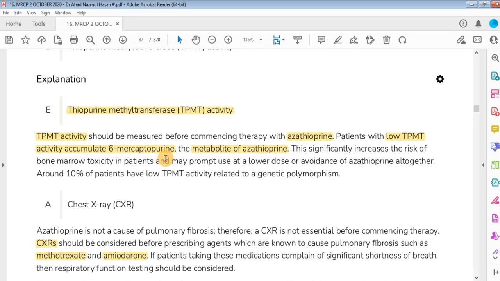Patients with low TPMT activity accumulate 6-mercaptopurine, the metabolites of azathioprine. This significantly increases the risk of bone marrow toxicity in the patient and may prompt use of a lower dose or avoidance of azathioprine altogether. Around 10% of patients have a low TPMT activity related to genetic polymorphism.